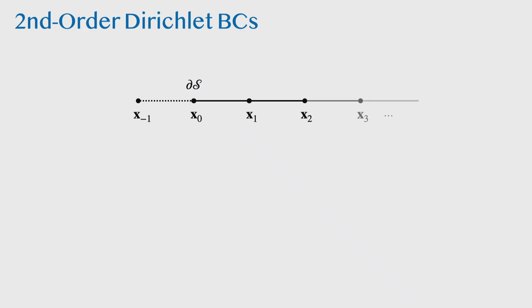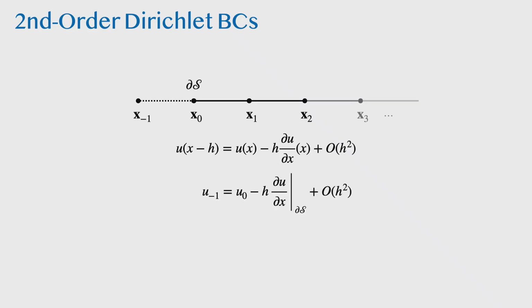For second order Dirichlet boundary conditions, we again take inspiration from the standard Cartesian finite differences. You can Taylor expand u(x - h) about x, and you get this. And in the discrete setting, you just have that u at minus 1 is equal to u at 0, so at the boundary point, minus h times the derivative, and higher order terms.